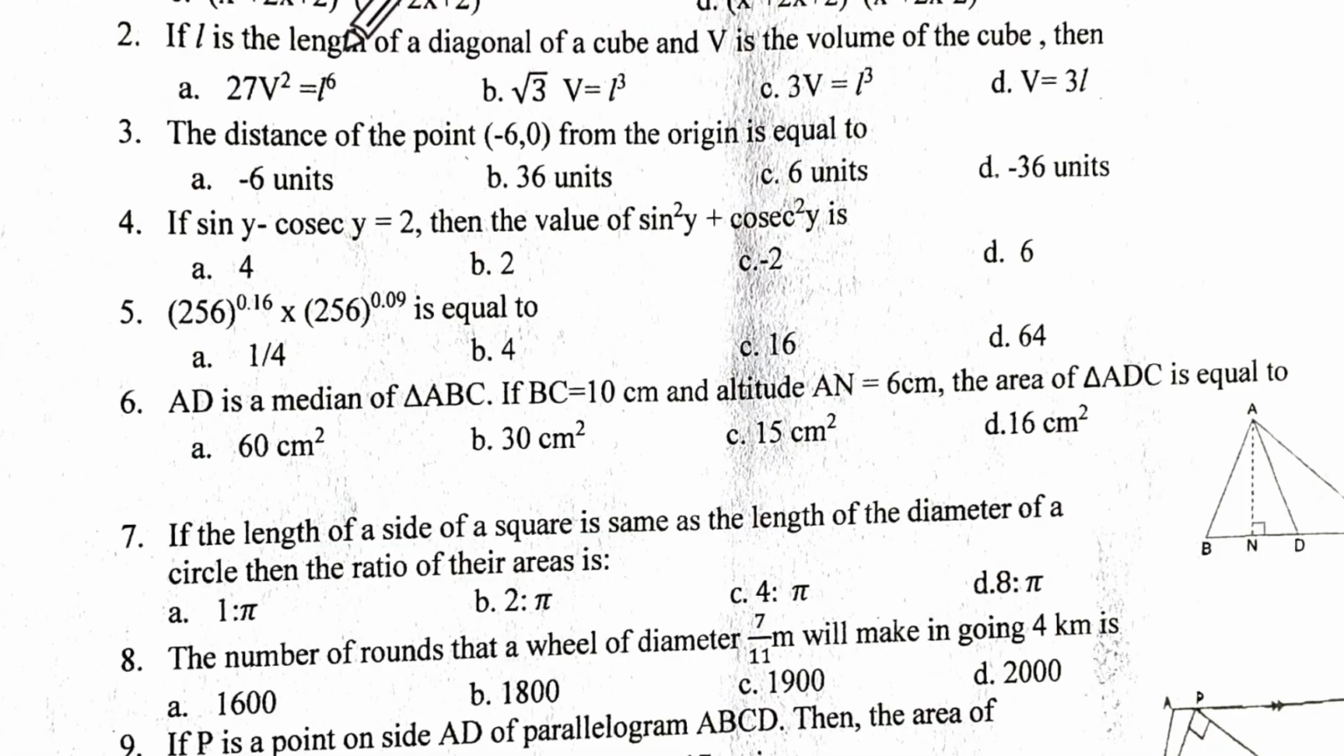What is it saying? L is the length of the diagonal of the cube, and V is the volume of the cube. So the diagonal of the cube is under root L square plus B square plus H square. But for a cube, all sides are equal. So a square plus a square plus a square means it will be like this, agreed? So what will it be? Diagonal is a root 3. Agreeable to you?